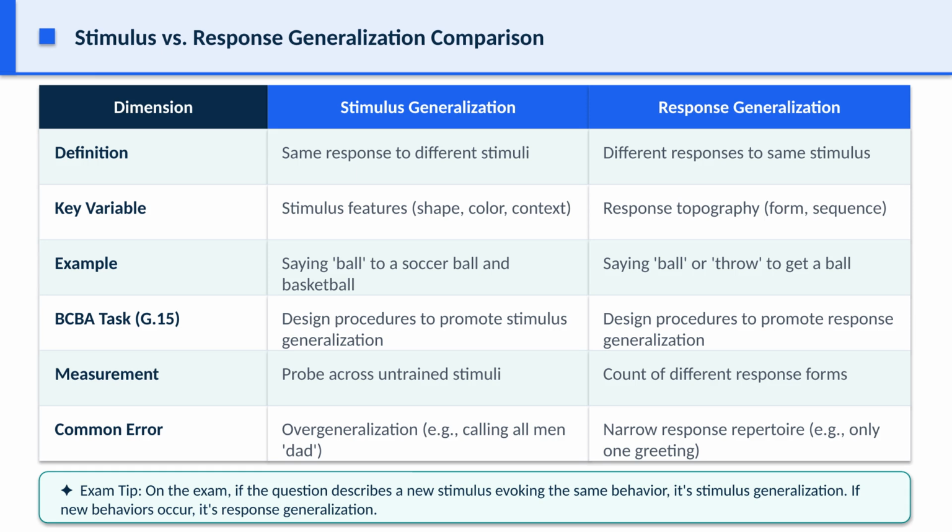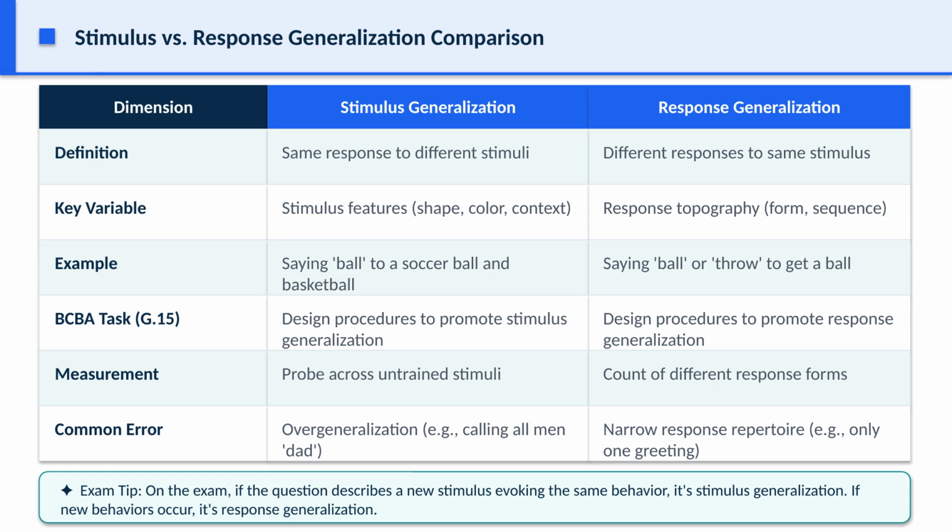For the exam, remember that task G.15 asks you to design procedures for each. For stimulus generalization, you might train across multiple exemplars, while for response generalization, you would reinforce varied response forms. Measurement also differs. Probe untrained stimuli for stimulus generalization, but count different response forms for response generalization.